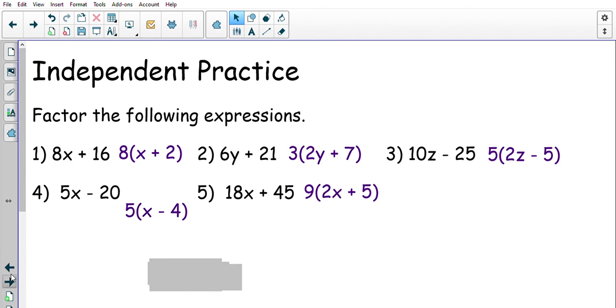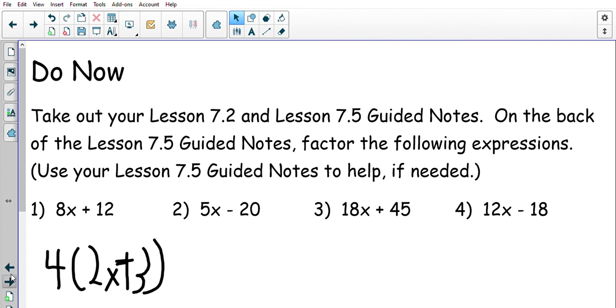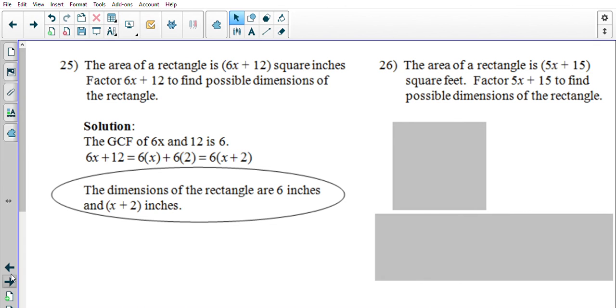All right, as promised, we have a few word problems. Let's take a look at these guys. So number 25 is already done for you. Feel free to read through it. We're going to start with number 26. The area of a rectangle is 5x plus 15 square feet. Factor 5x plus 15 to find possible dimensions of the rectangle.